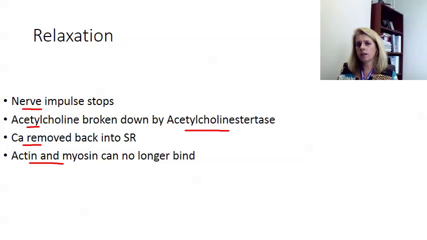Now I've got a short video that shows you this cross-bridge cycling, so watch this short video and I'll see you on the other side.